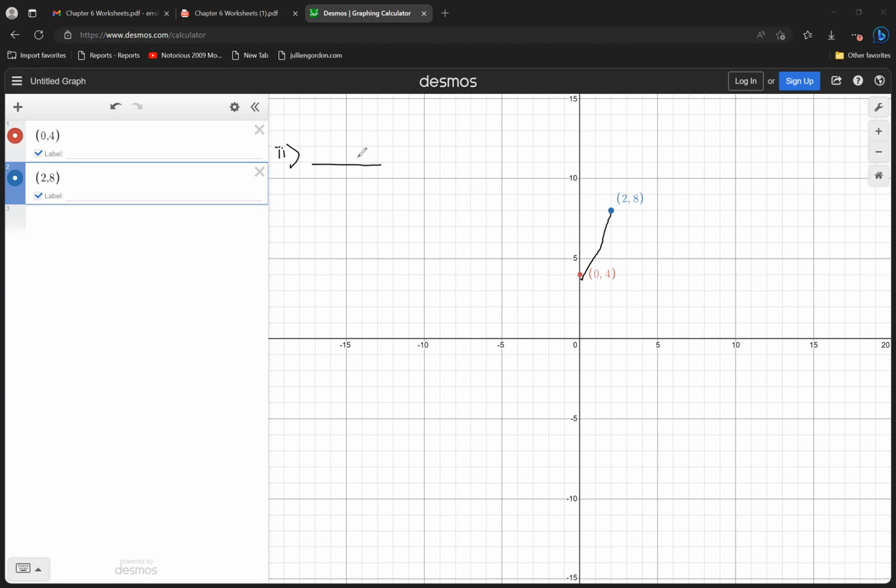y2 minus y1 is 8 minus 4 over 2 minus 0, which is 4 over 2, which is 2. Okay, so positive slope or negative slope? Positive. Okay, because it goes up to the right. Any questions on that one? No. All right, next one.